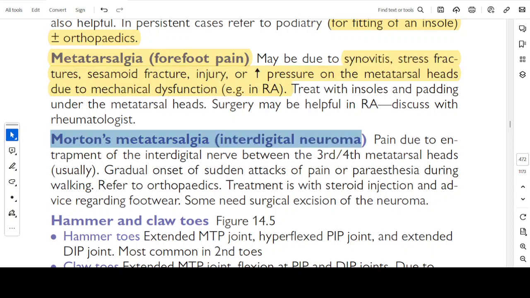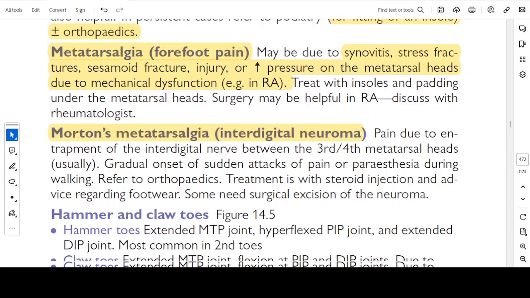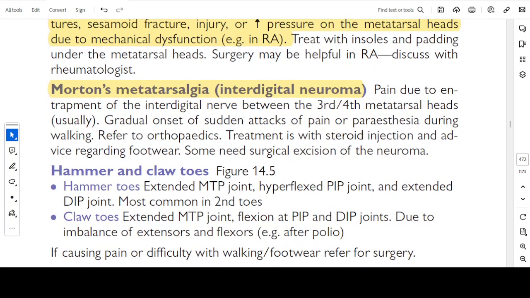Morton's metatarsalgia, or Morton's neuroma, or interdigital neuroma: the pain is due to entrapment of the interdigital nerve between the third and fourth metatarsal heads. Usually, gradual onset of sudden attacks of pain or paresthesia during walking. Refer to orthopedics. Treatment is with steroid injection and advice regarding footwear. Some need surgical excision of the neuroma.